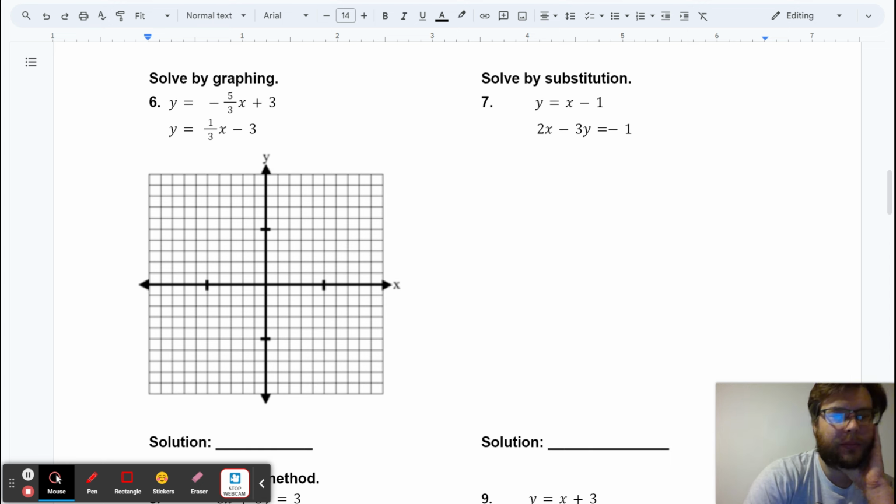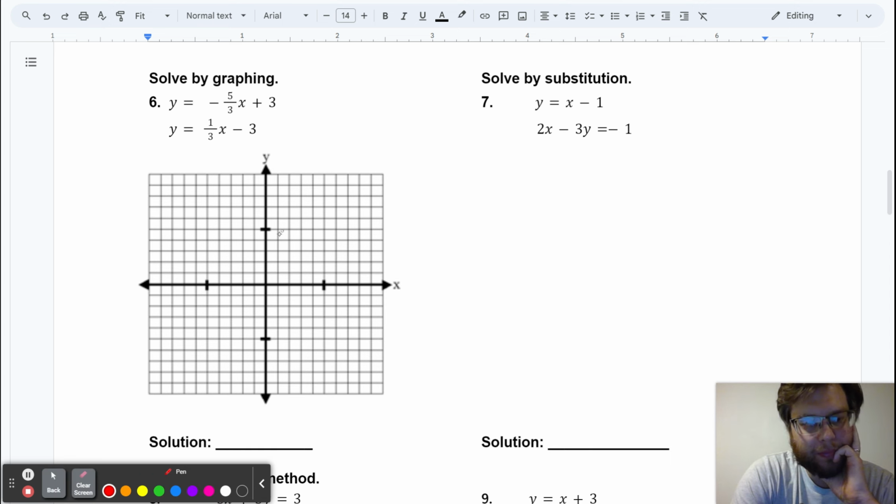Solve by graphing. So this is something we just talked about. Top equation starts at 3, goes down 5, and over 3.